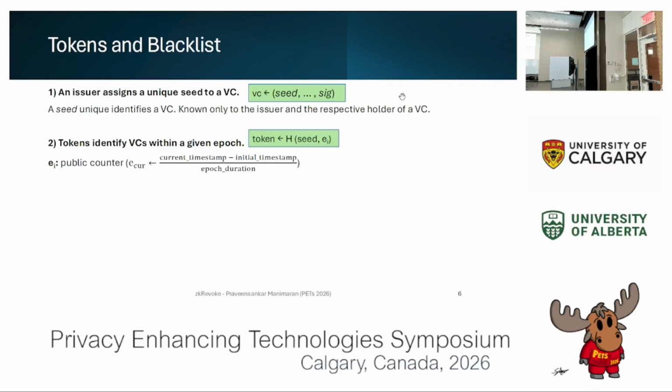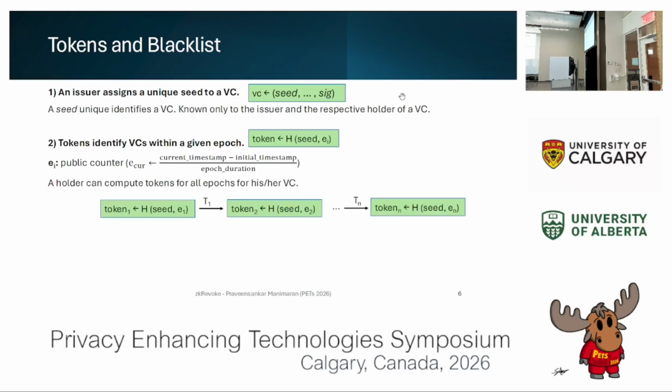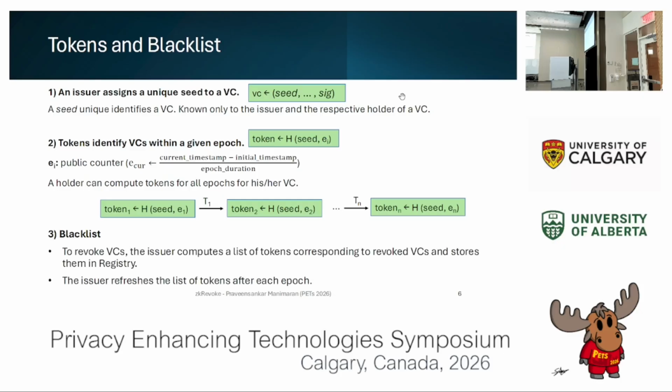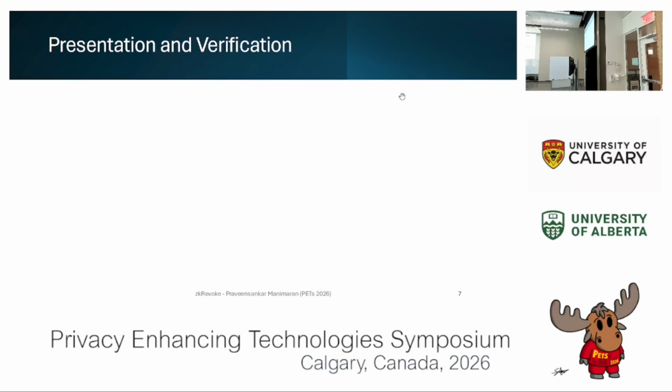In our system, we consider time as a sequence of epochs, where a token identifies a VC within an epoch. In that manner, for each epoch, there will be different tokens from the same VC. When VCs are revoked, the issuer stores tokens corresponding to revoked VCs in the registry. We follow the approach of a blacklist instead of a whitelist for performance reasons. Since tokens are time bound, the issuer also refreshes the list of tokens after each epoch.